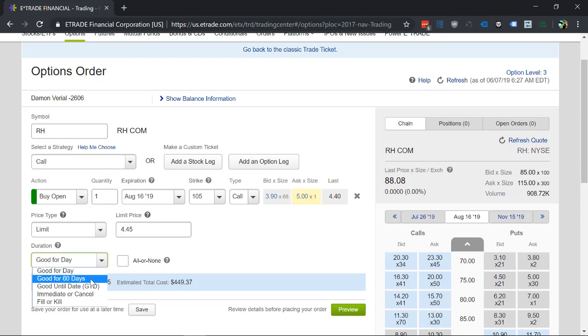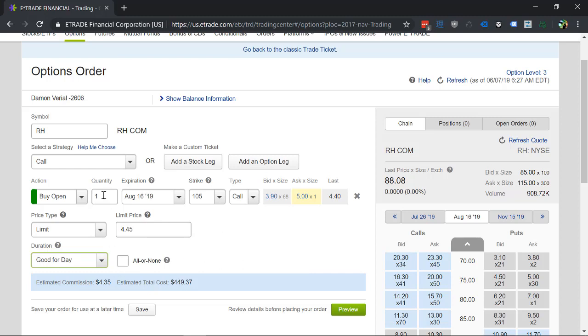And you can select good for the day, good for 20 days, 60 days. Fill or kill means automatically, if it is not filled, if the order doesn't go through automatically, it will be canceled automatically. But generally you just go for good for the day or immediate or cancel. I always just select good for the day, and then I watch to see if it's going to fill. If it doesn't fill, I'll cancel it.